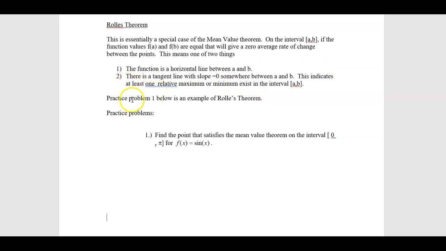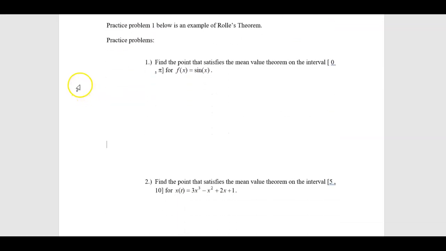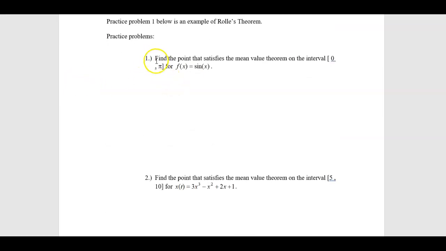So when we do the practice problems, you'll see problem 1 is an example of Rolle's theorem. It's just the interval makes the function values at both ends come out the same, which means the average rate of change is 0. Okay, so we have some practice problems below, and the first one, like I said, gives us an example of Rolle's theorem.